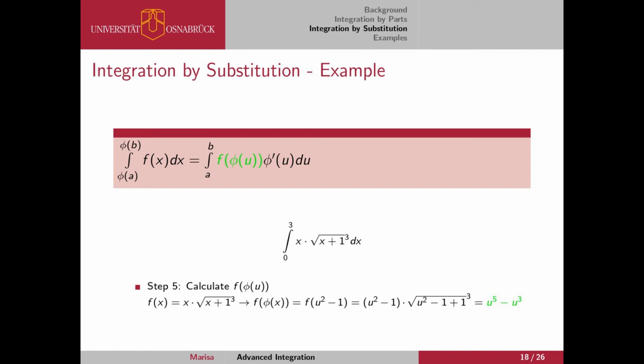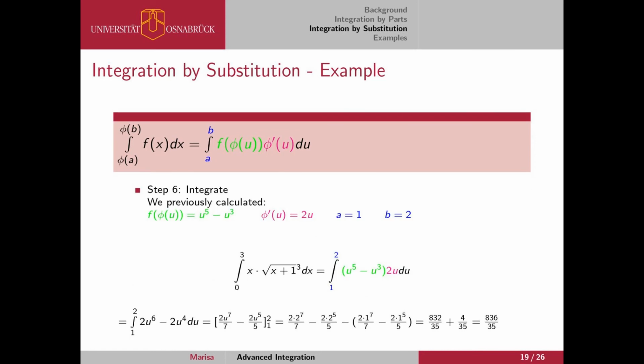The minus 1 and plus 1 cancel out each other. And then the square root and the to the power of 3 also cancel out each other, and we would have u squared minus 1 times u to the power of 3, which gives us the final result of u to the power of 5 minus u to the power of 3 for f of phi of u. Now we have it all together, and finally, after many pre-calculations, we will be able to plug it all into the formula and calculate the result.